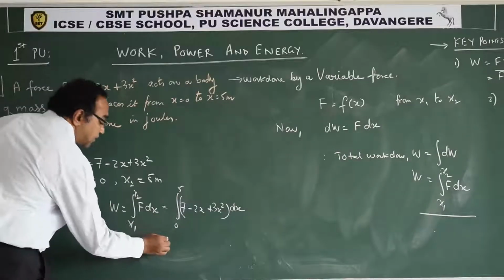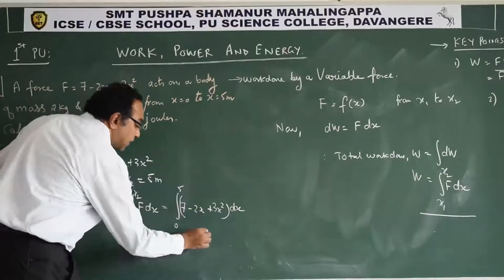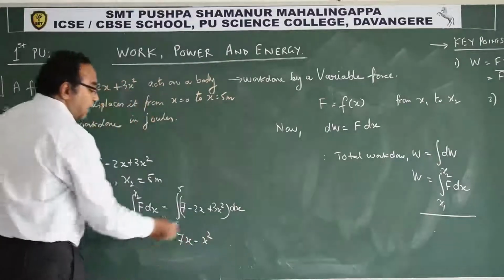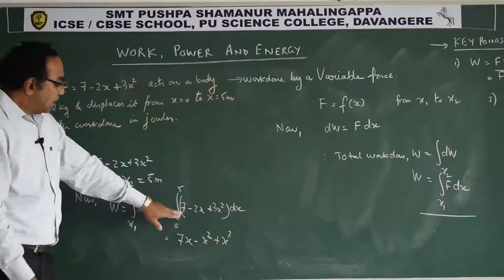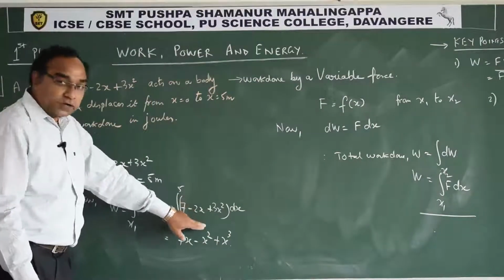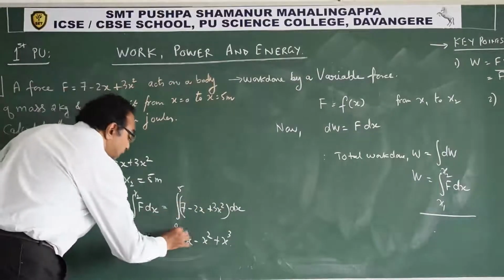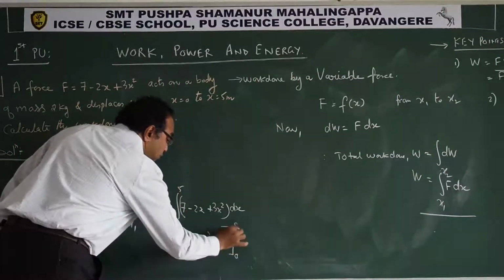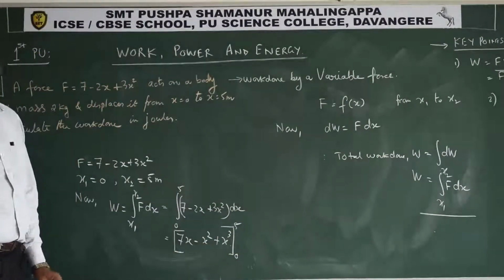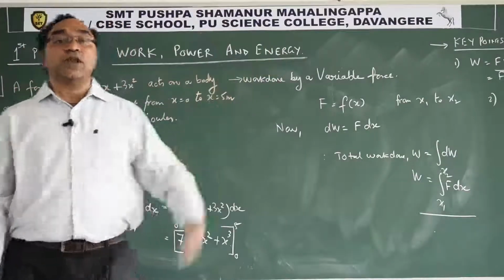So what do we get? This we will get as 7x. This we will get as x square. And this we will get as x cube, because x square by 2 cancels out, and x cube by 3 cancels out. Now how will you write the limits? Limits are this way, 0 to 5. How do you evaluate when the limits are given? Upper limit minus lower limit.